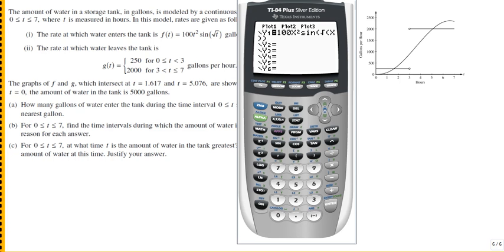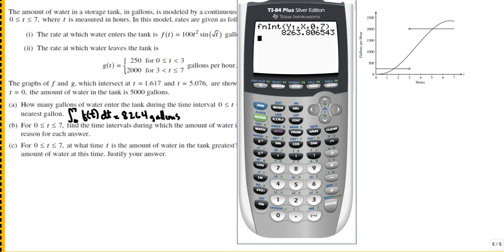I had that function entered here, and all we need to do is take the integral of that from 0 to 7. So I go back out to the main screen, math, option 9, fnInt, vars, Y-vars, function, Y1, comma, x as my variable of integration, from 0 to 7, and it tells me that 8,263. Now we want to round this to the nearest gallon, so 8,264 gallons. Okay, so that one was pretty straightforward.